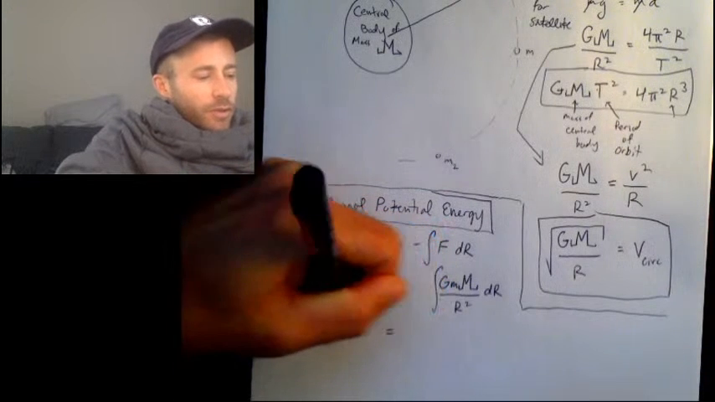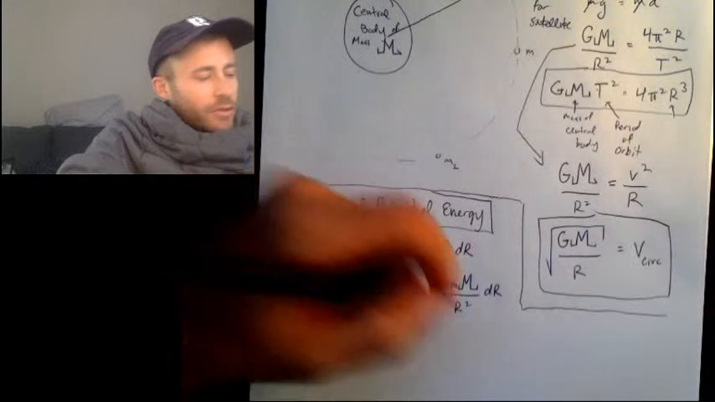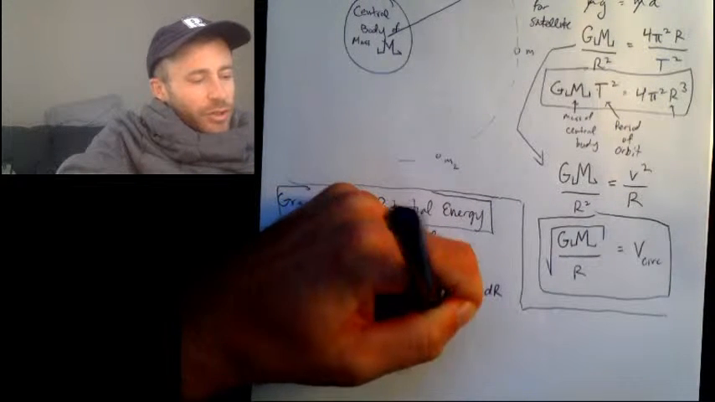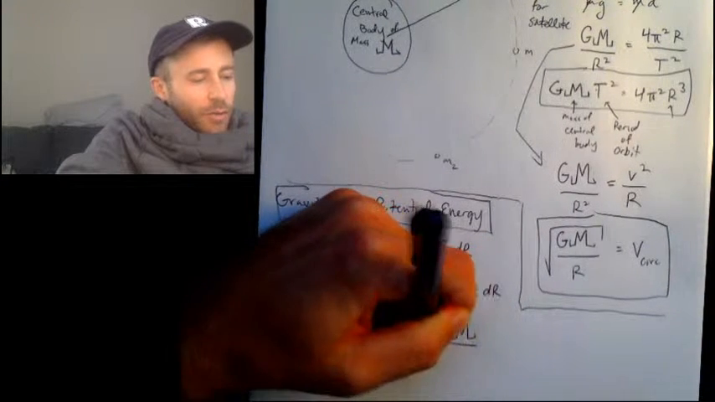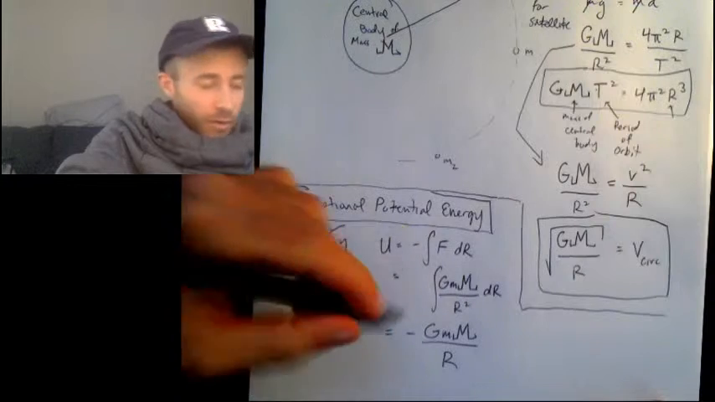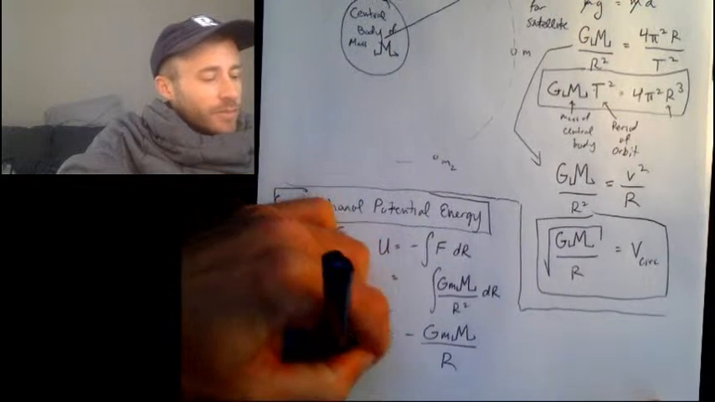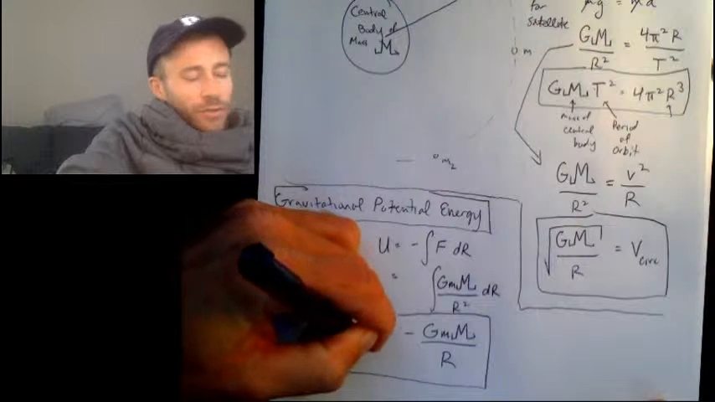And the result is that the real formula for gravitational potential energy is minus big G times little m times big M over r. So it's not over r squared, it's over r. And it has a minus sign. So this is the real formula for gravitational potential energy.